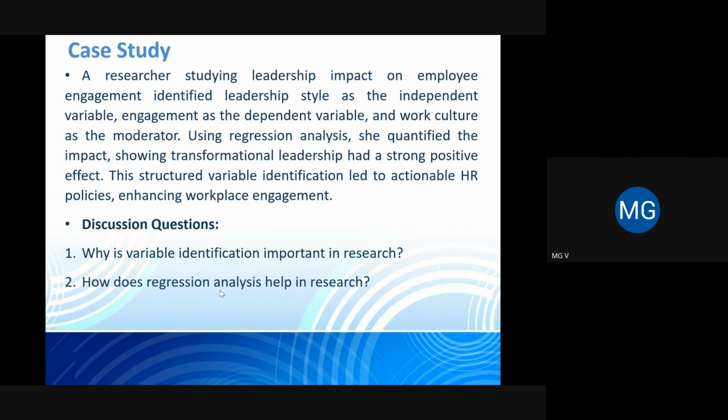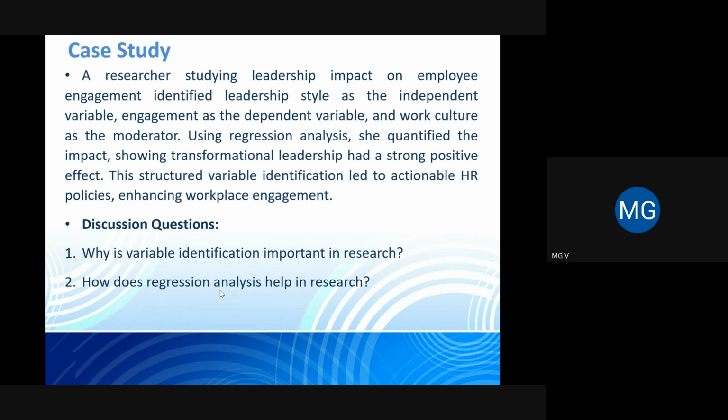Why is variable identification important in research? Ma'am, the identification of the variable is vital in nature. The reason being is so that we can identify the relationship between the two things. And it helps in formulation of hypothesis so that we can come to know what is cause and what is the effect. Right. So it helps define research scope and enables hypothesis formulation.